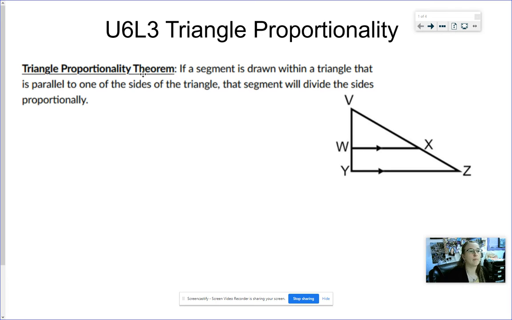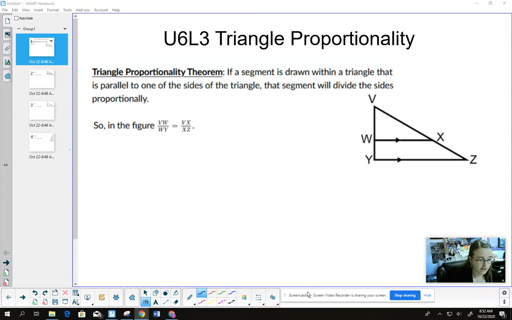So make sure you have this copied down. The triangle proportionality theorem: if a segment is drawn within a triangle that is parallel to one of the sides of the triangle, so these lines are parallel right here, then the segment divides the sides proportionally. So more importantly, here's what this means. We have this proportion here. In this figure, and copy this down, we have VW, which is this piece right here, over WY, which is the little piece on the same side, has the same proportions as VX, which is over here, over XZ. So notice how these match up, right? I did red over purple, red over purple.